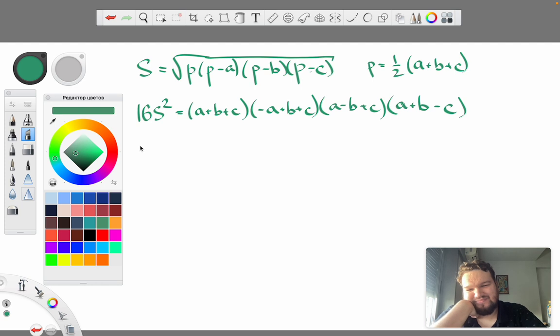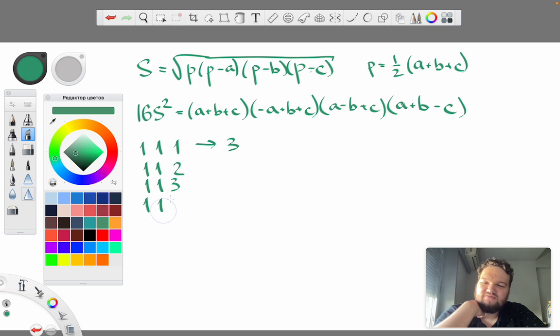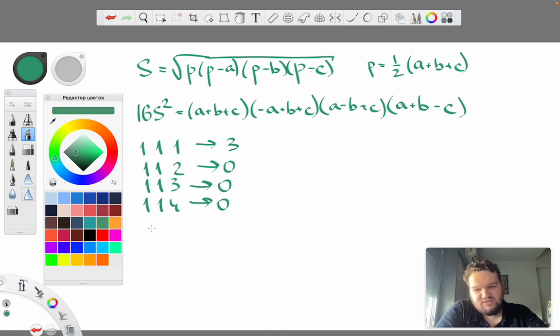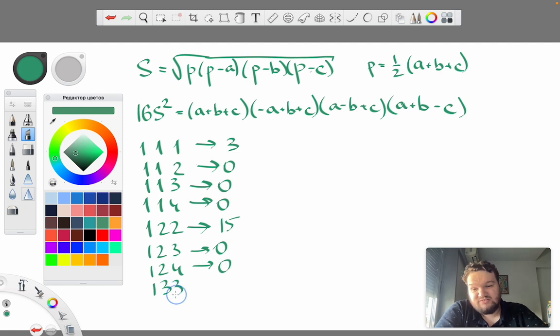Okay, 1 1 1 gives 3. 1 1 2, 1 1 3 and 1 1 4 are all 0, because the triangle inequality doesn't hold. 1 2 2, it's 5 times 3 times 1 times 1, so 15. 1 2 3 and 1 2 4 are zeros. 1 3 3 is 7 times 5 times 1 times 1, so 35. 1 3 4 is 0, and 1 4 4 is 9 times 7 times 1 times 1, so 63.